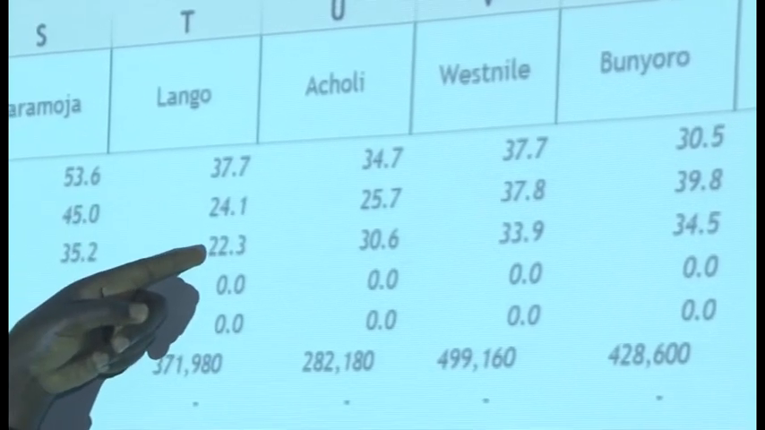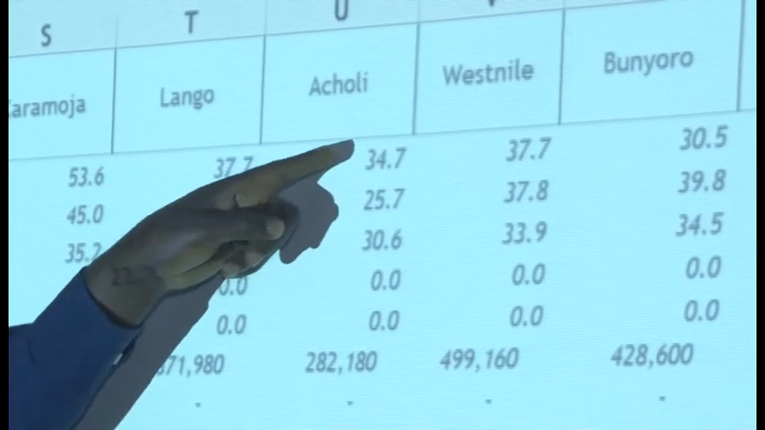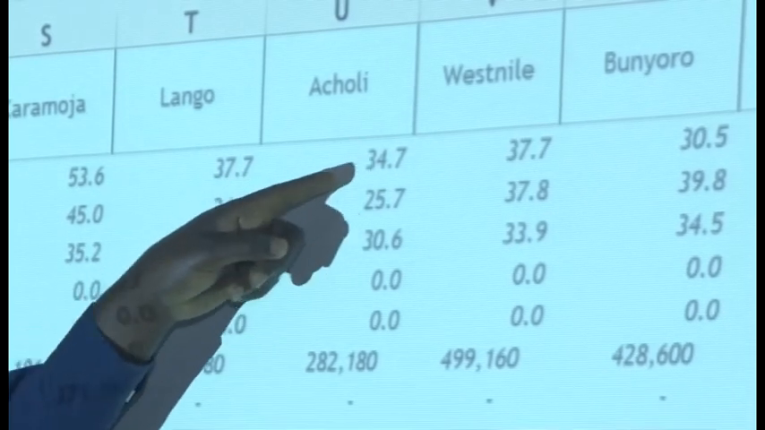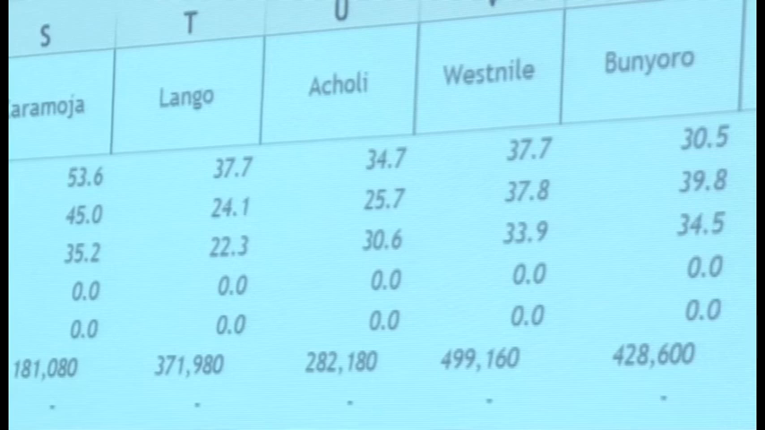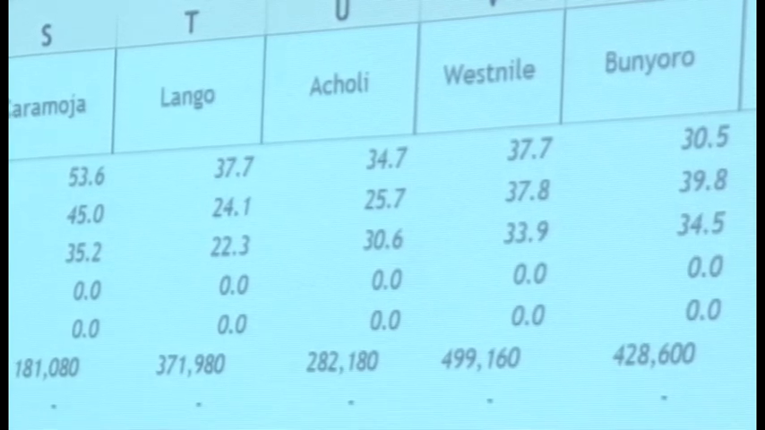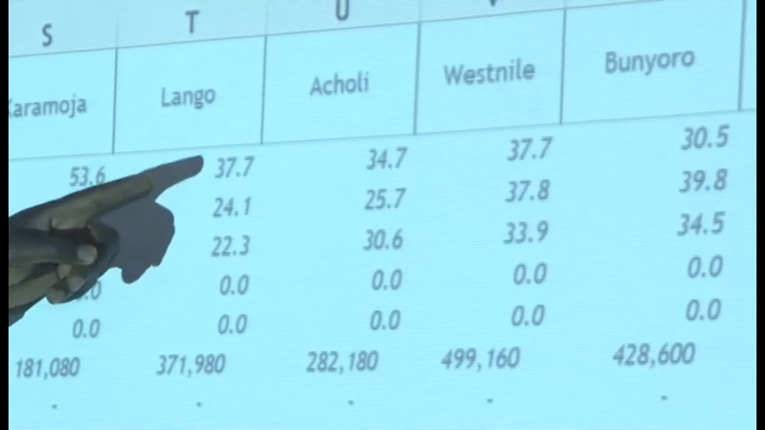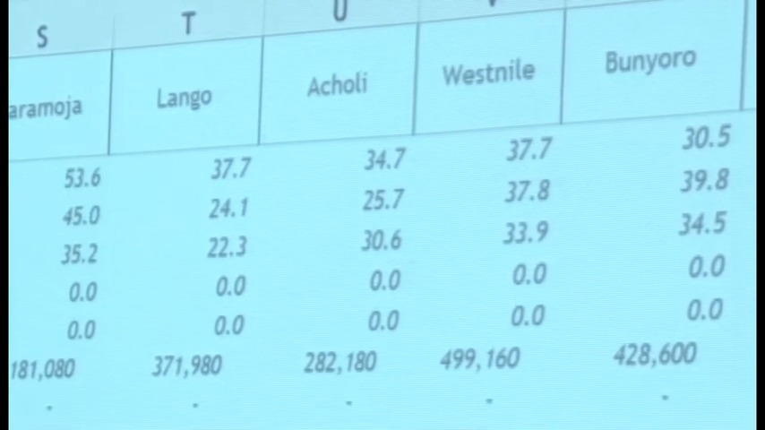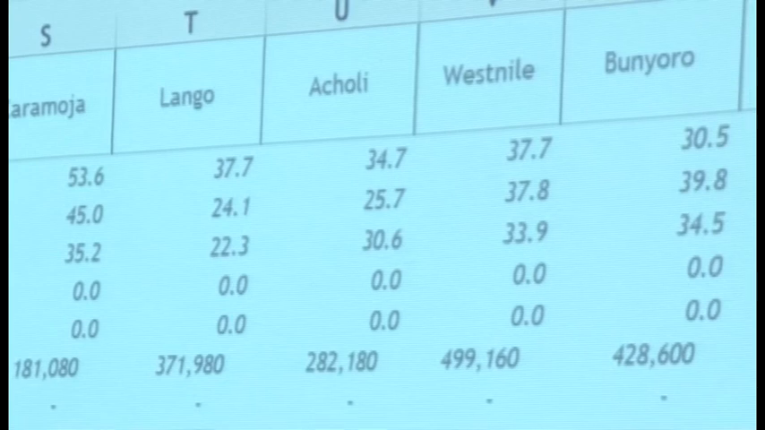37, then 22. That's like 15%. But then Acholi, it was 34, basically 35 and 30. So it's like a 5% reduction. So what is it that was done in Lango that was not done in Acholi? So those are all questions that this dashboard can bring.